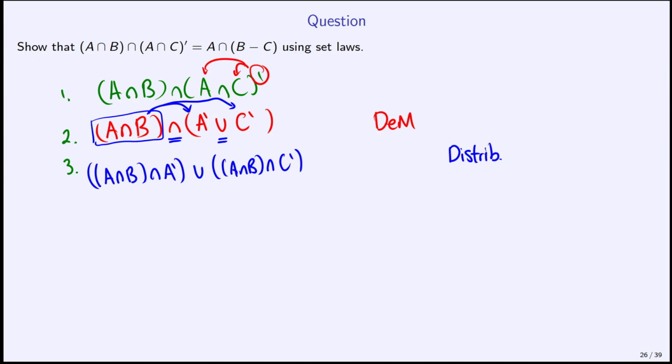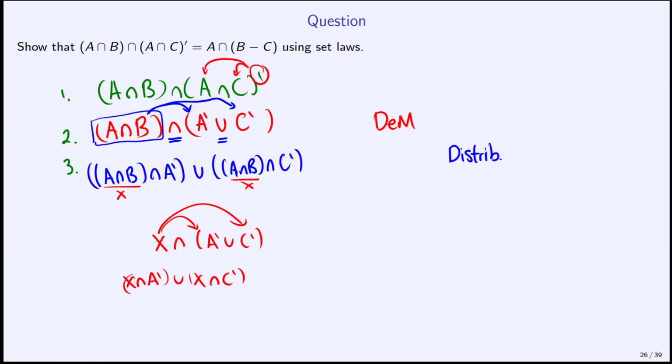Okay, so I've used the distributive law here, and it does look a little bit different because instead of just having one set nicely on its own, like say X, I have a complex set. I have A intersection B. But if we just replace A intersection B here with X, you'll see it looks exactly like the distributive law. So X intersection (A complement union C complement) is the same thing as distributing: X intersection A complement, X intersection C complement, and then taking the union of both of these.